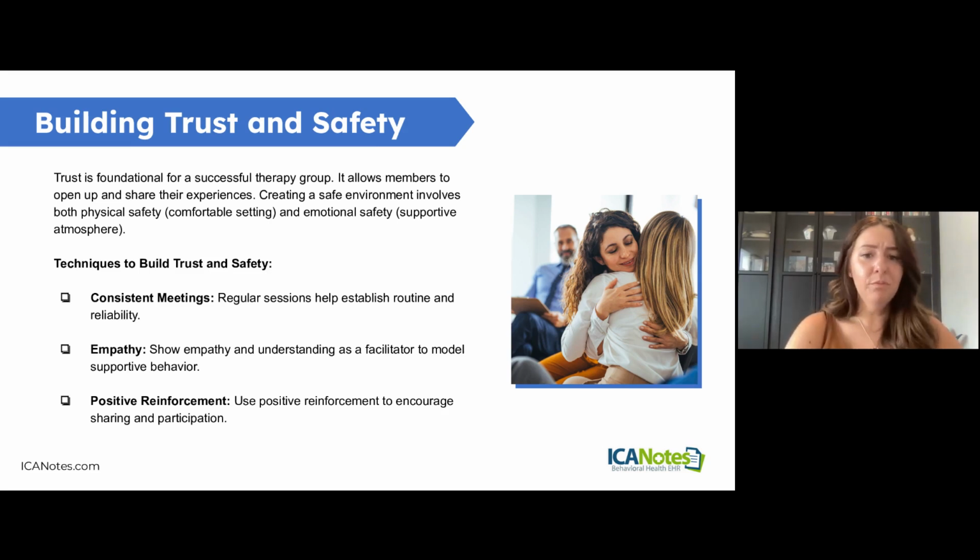Empathy. How do we ensure that group members are feeling seen, heard, understood, validated, that their experience is theirs, and that they are understood within this group setting?